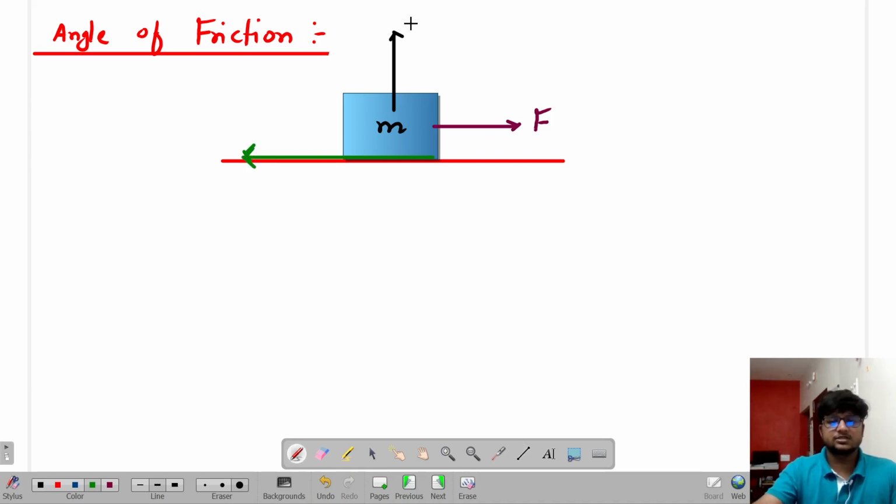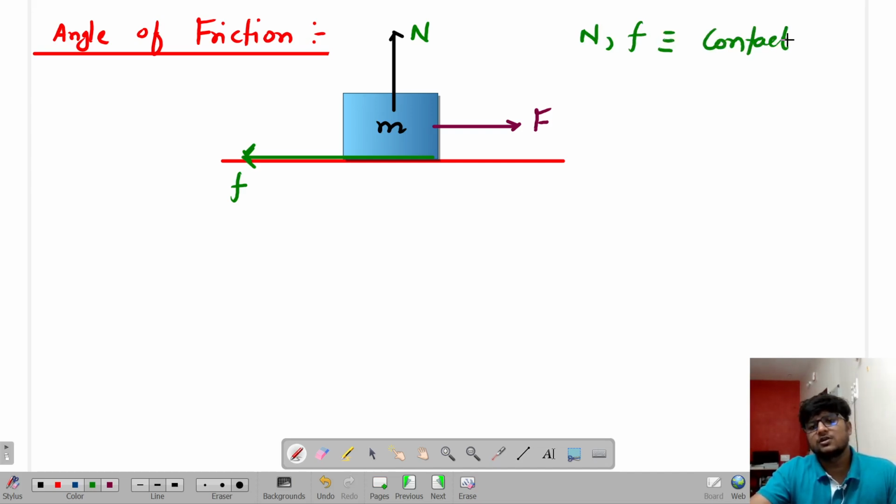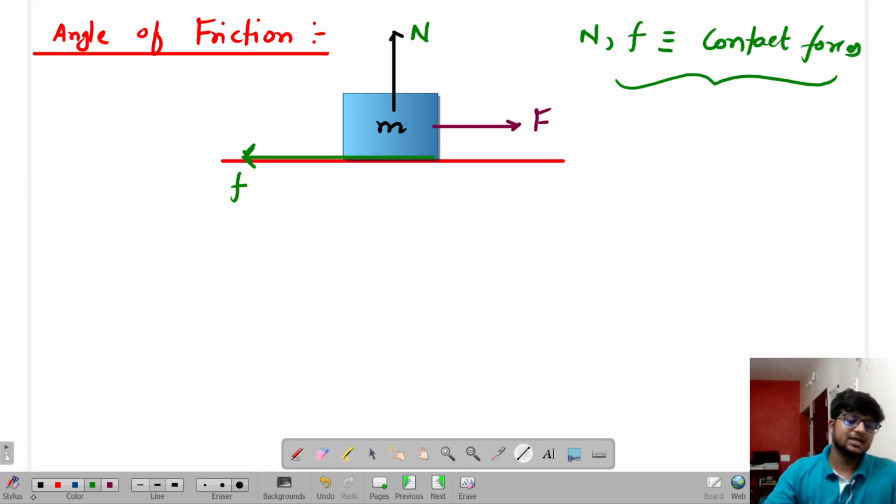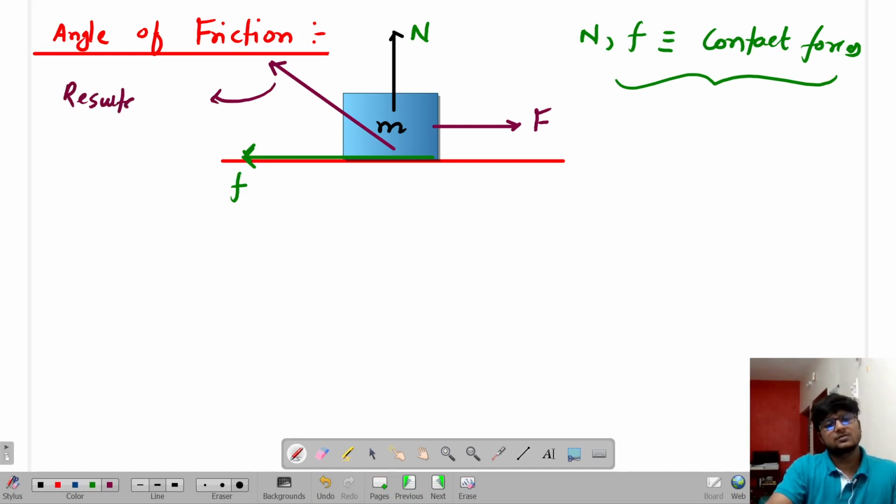Now look over here. This is my normal, and this is my friction. So basically, N and friction, both are my contact forces. So there will definitely be a direction in which the resultant contact force will act. Resultant contact force is going to act, and this resultant R, or which we write as C.